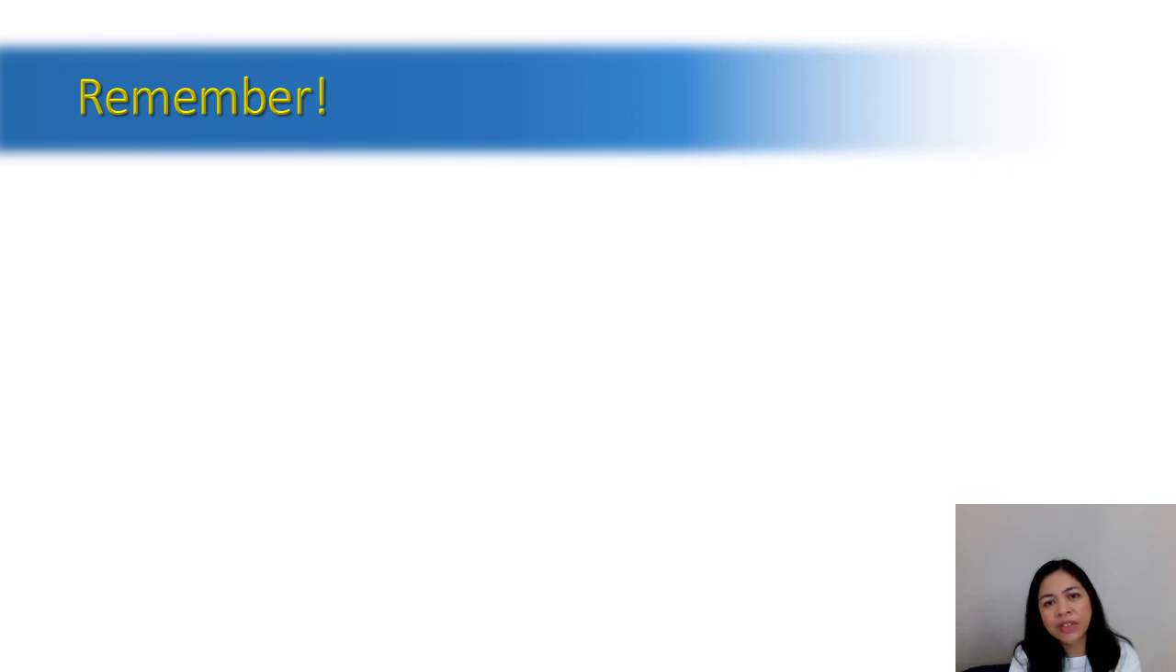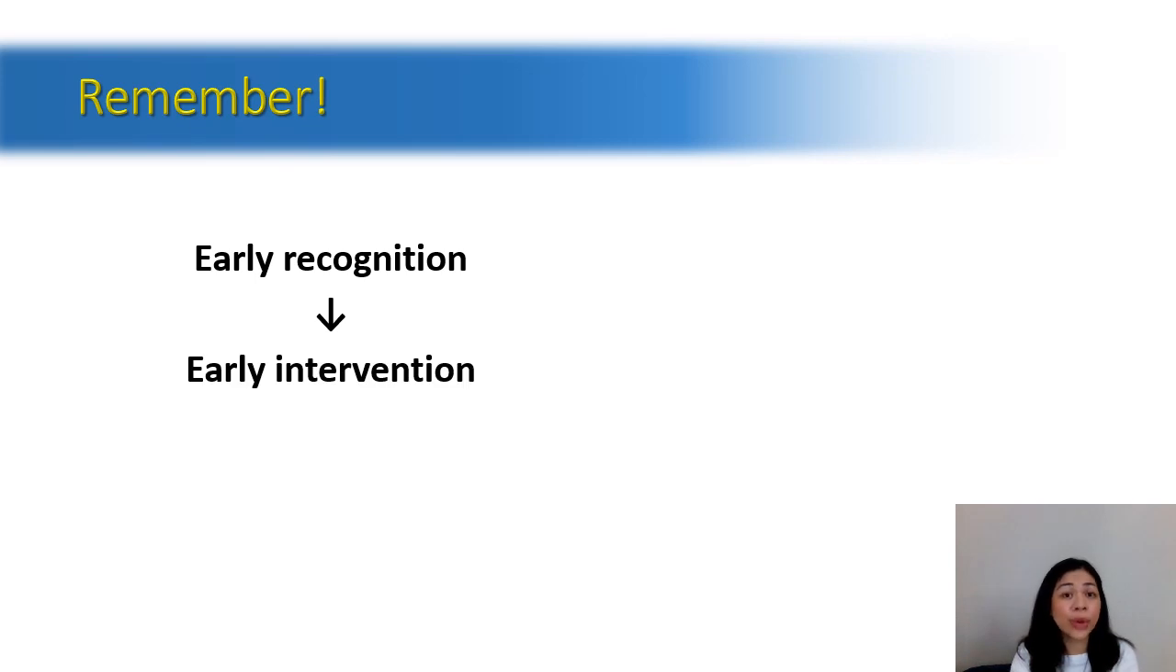So at the end of this lecture, I would like you to remember this very important figure. When there's early recognition of these signs and symptoms of possible developmental disorders, this leads to early intervention. And early intervention is important because it's in the first few years of life that the brain still undergoes critical development. So it's important to intervene in the early years of life.